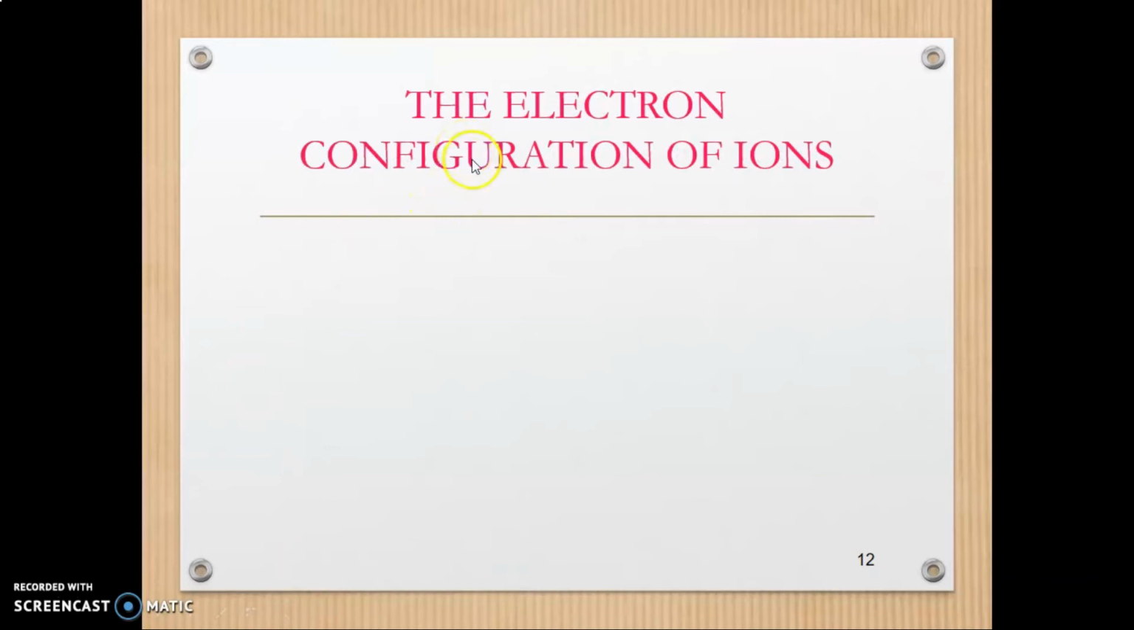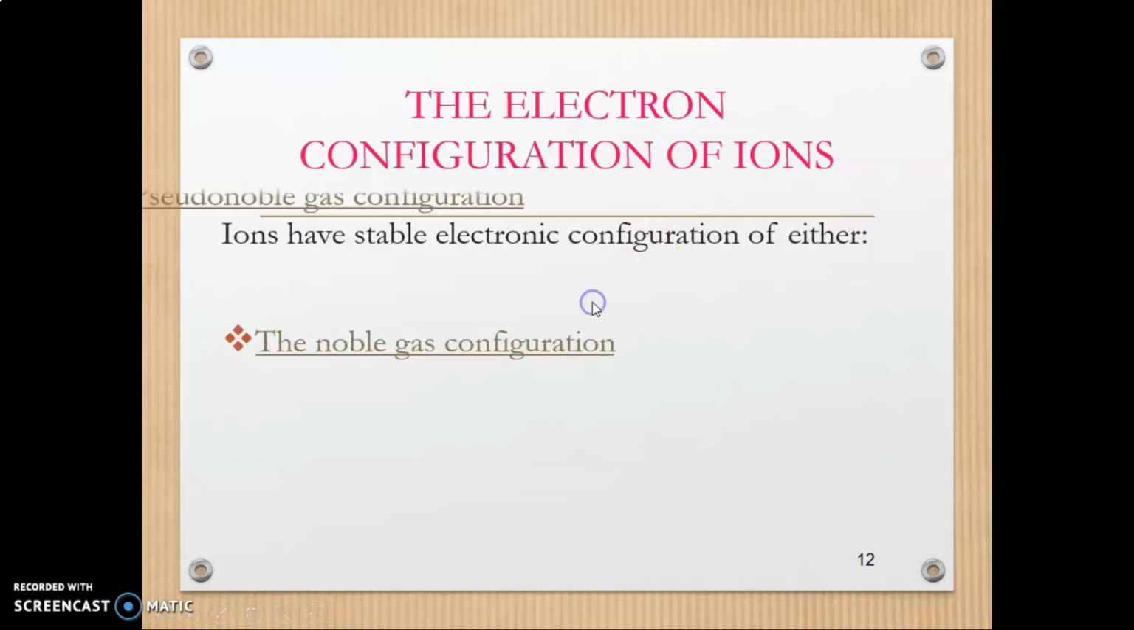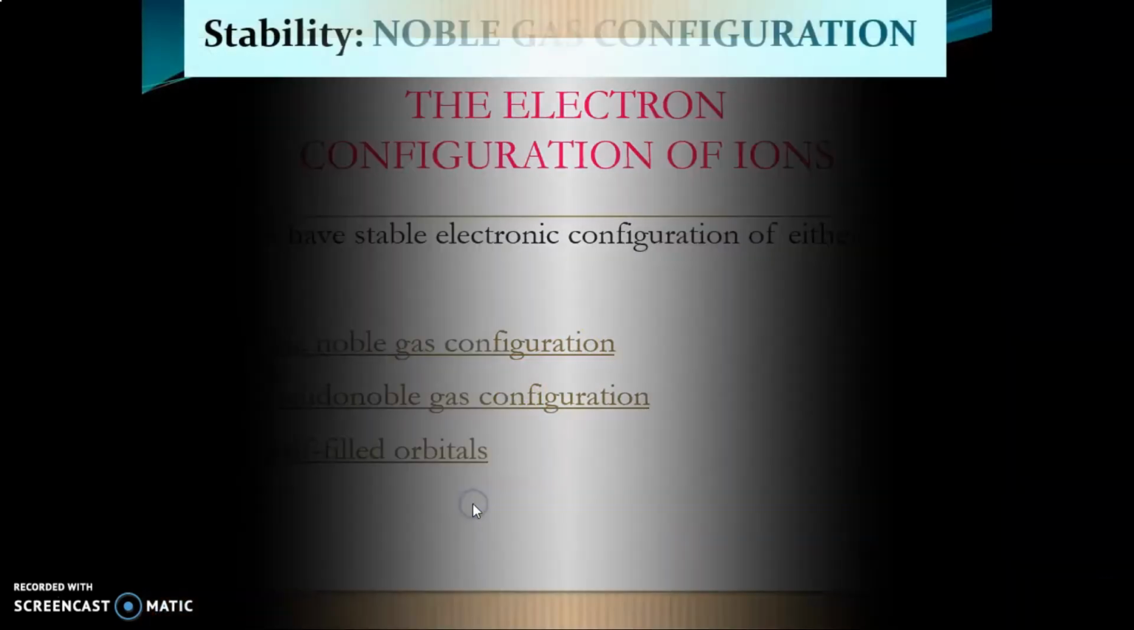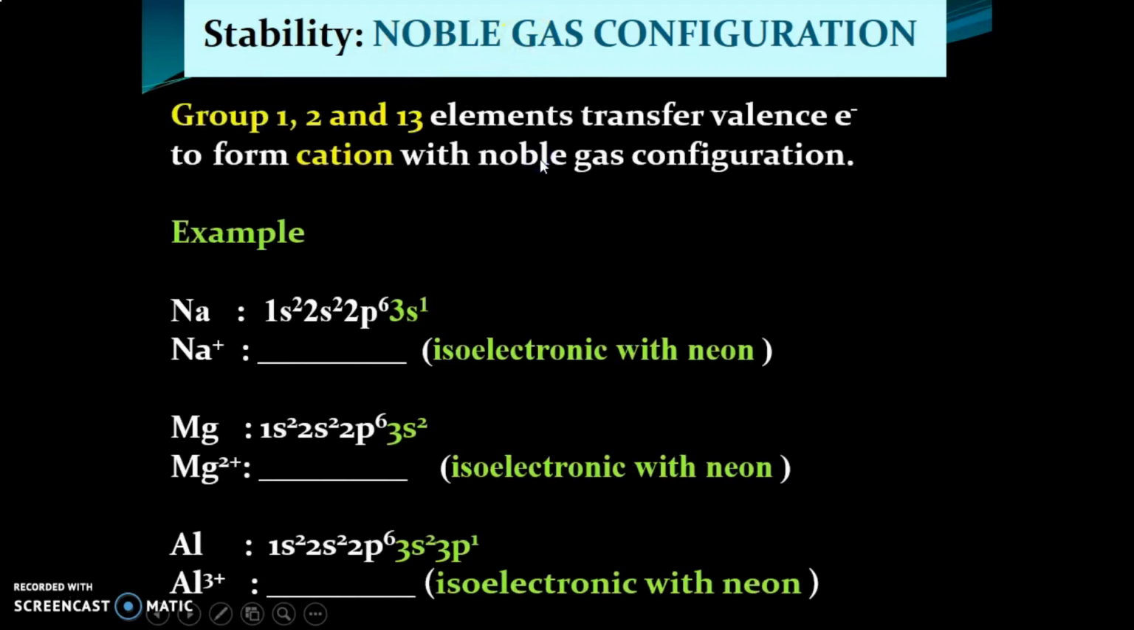The electron configuration of ions. An ion has a stable electronic configuration of either the noble gas configuration, pseudo-noble gas configuration, or half-filled orbital. Okay, let's see the first stability, that is noble gas configuration. Group 1, group 2 and 13 elements transfer valence electrons to form cations with noble gas configuration.